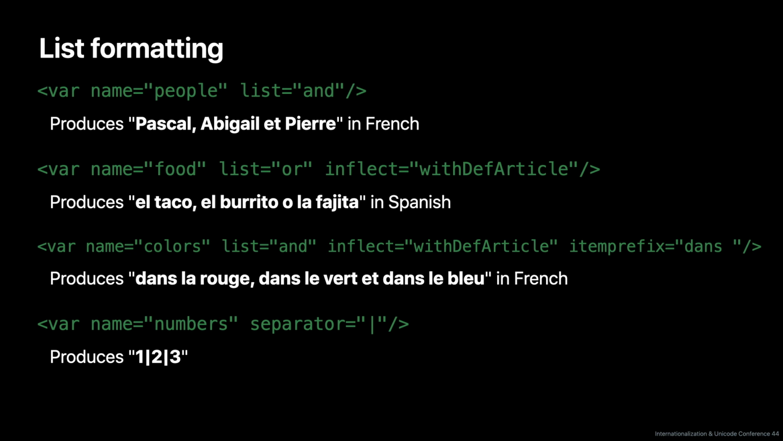In Siri, we often deal with lists of data, such as collections of recipients to send a message to. To support this, CAT has built-in functionality to format lists of items with appropriate comma separation and inclusion of the word for and or in each locale. So for example, Pascal, Abigail, et Pierre in French. You can also combine other features such as the inflection attribute. So in the second example here, we prefix each noun with the appropriate definite article for the gender, and we use the appropriate or word being o in Spanish. So el taco, el burrito, or la fajita. For more complicated cases, you can also add a specific prefix to each element, and you can customize the separator string.